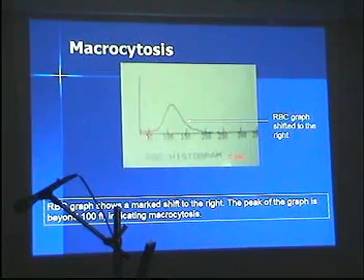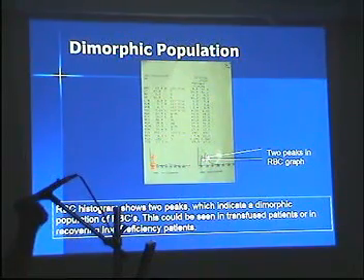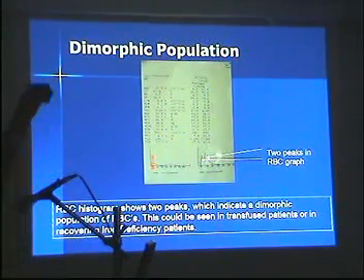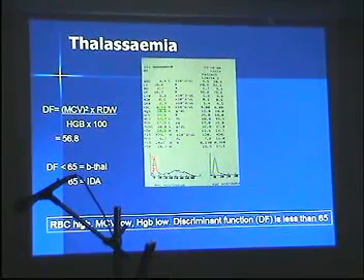Macrocytosis, on the other hand, see the graph becoming broad and opened out. It has gone up to almost 100 femtoliters and beyond, and it is shifted to the right. This is the measure of macrocytosis on a histogram. Dimorphic population sometimes gives you a dual peak. Two peaks can be there, or it may be a little nick and then it goes up again. So that is the dimorphic population of cells.